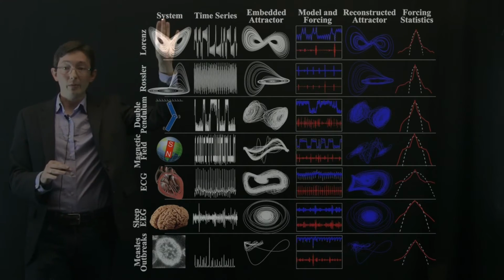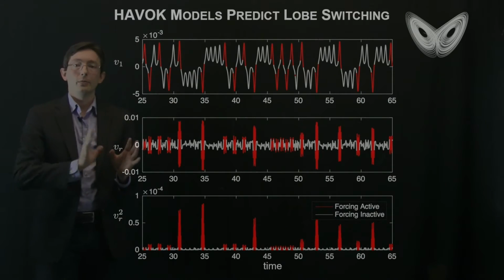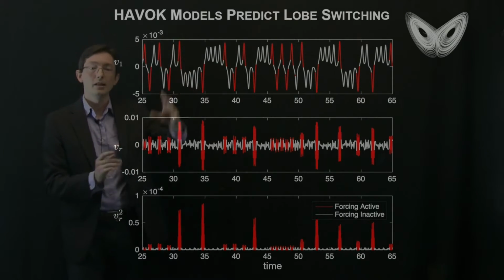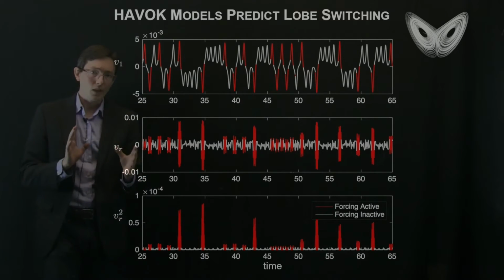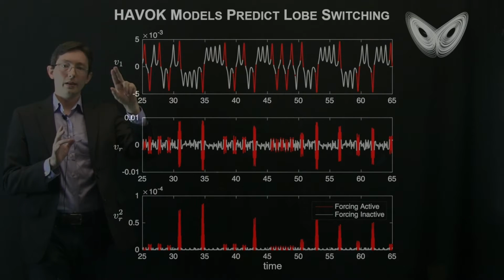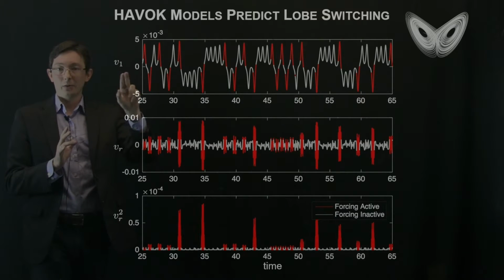But we're going to dive a little bit more into the Lorentz system here, because what I really want to show you is that these HAVOK models are actually predictive. They're predictive of lobe switching. So here I'm plotting the V1. This is the leading delay coordinate in time.